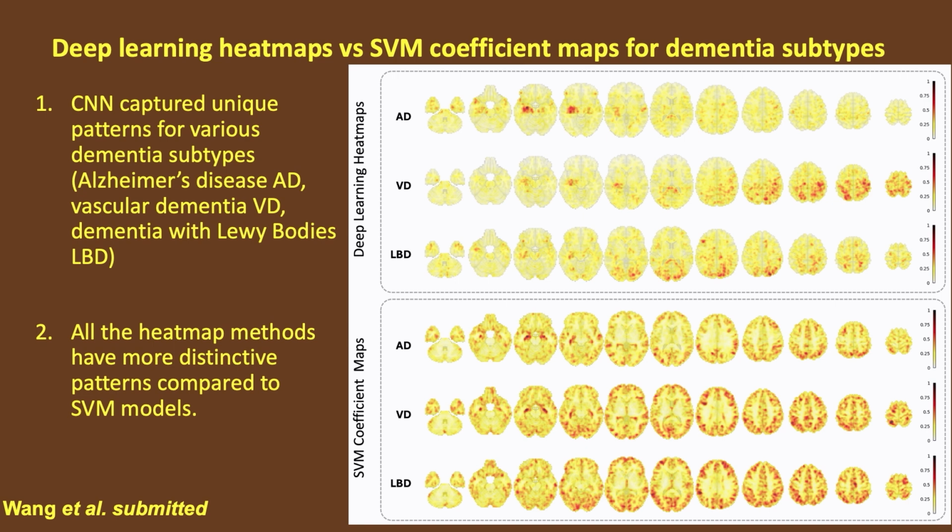Alzheimer's disease patterns are more focused on the hippocampal regions, while vascular dementia has atrophy in the hippocampal area, but also white matter disease. Dementia with Lewy bodies has a kind of posterior occipital pattern. The support vector machines, on the other hand, did not really distinguish between these dementias in terms of pattern, and their classification accuracy was much worse.